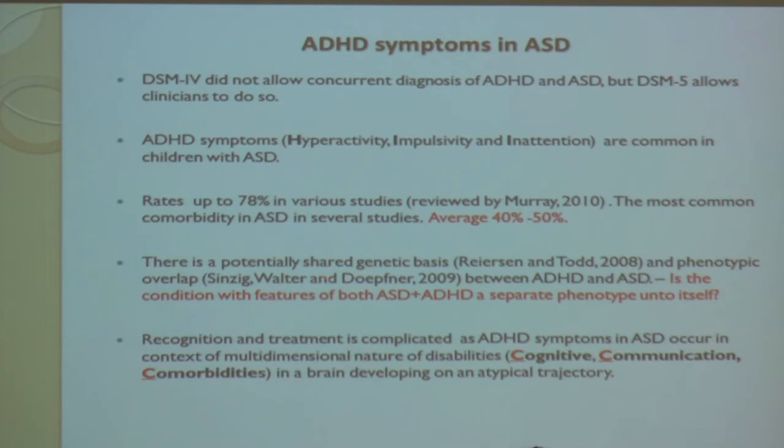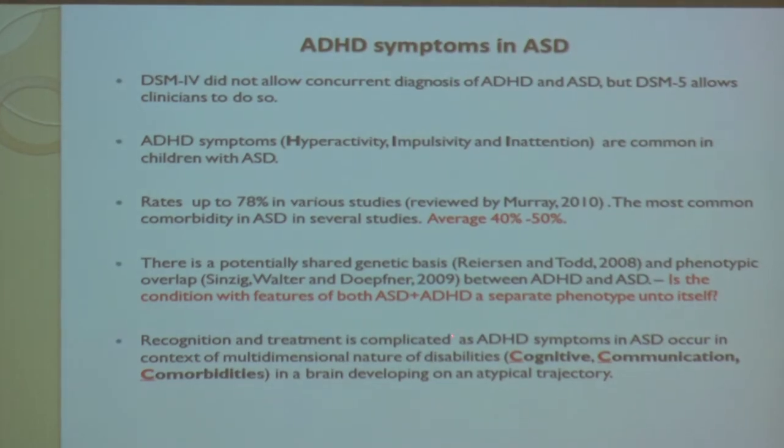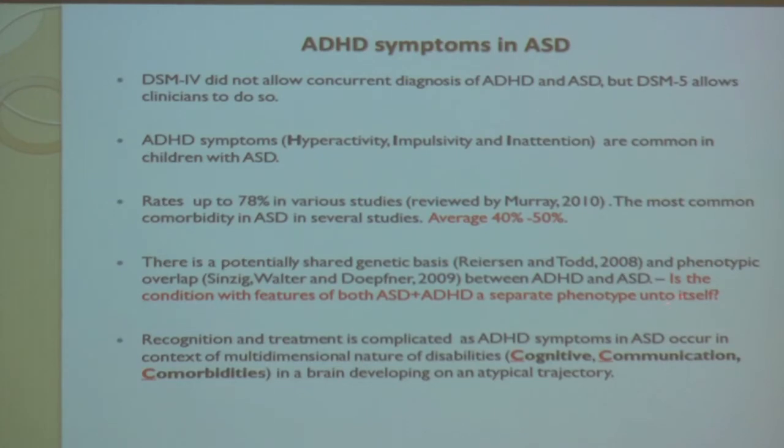And some studies have shown that there might be shared genetics between autism spectrum disorders and ADHD. And people have started asking this question, that when children have both ADHD and autism, is it a separate condition in itself? Is it a type of autism that is distinct from the rest of the autism? So is it a separate phenotype?